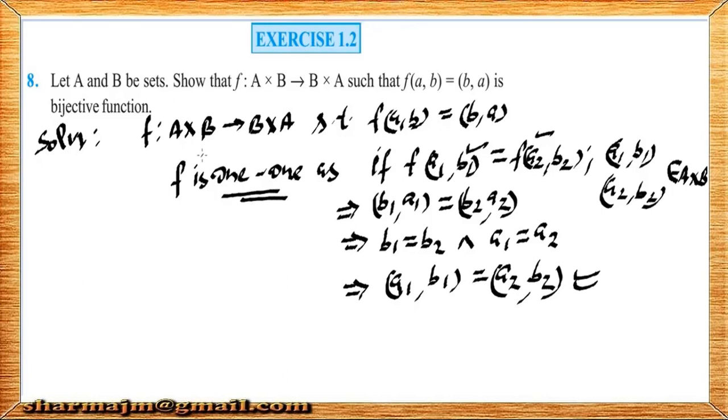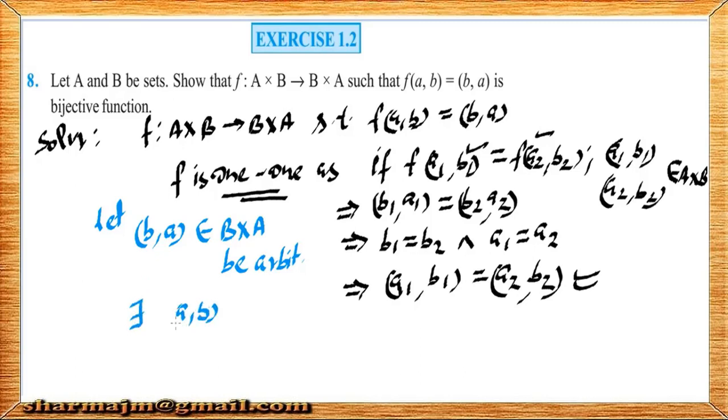Now we will check this function for onto. So let some element be in codomain B cross A. Be arbitrary, any element, okay? Random element is this one, so it is arbitrarily chosen. So there exists (a, b) in A cross B such that f of (a, b) is equal to the ordered pair (b, a).